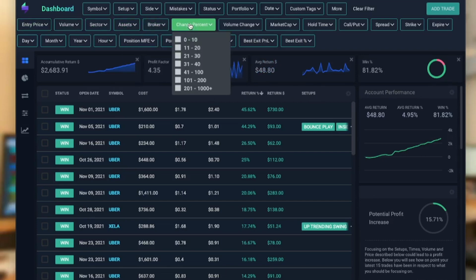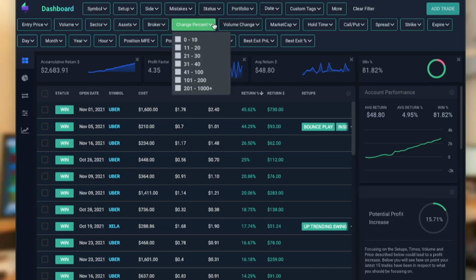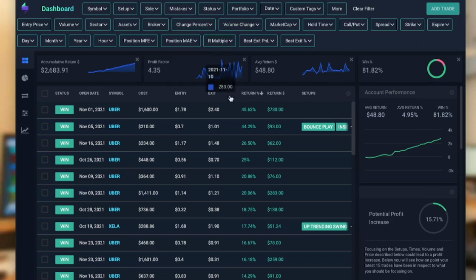Change percentage shows the plays that you gained or lost, 0 to 10%, 11 to 20%, and so on and so forth. This is great for helping determine which risk to reward strategy works best for you. There's also volume, change, and market cap. You can also filter based on the day, month, year, or even hour that you're trading.